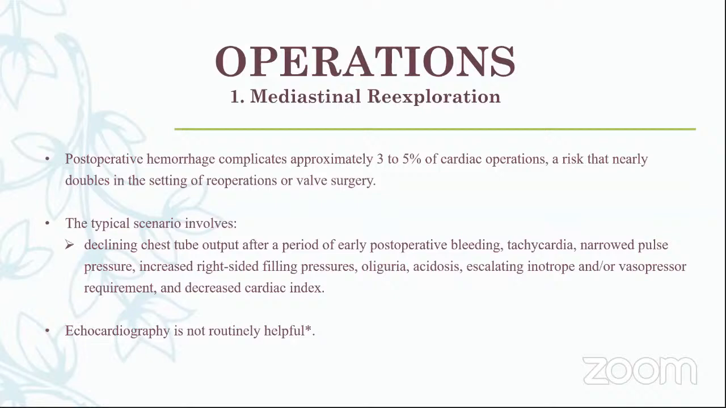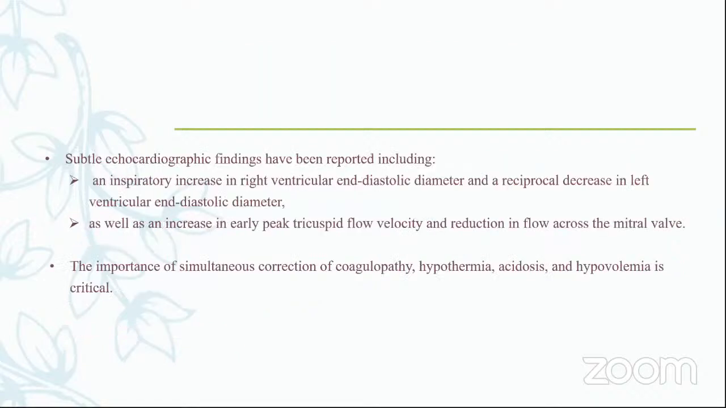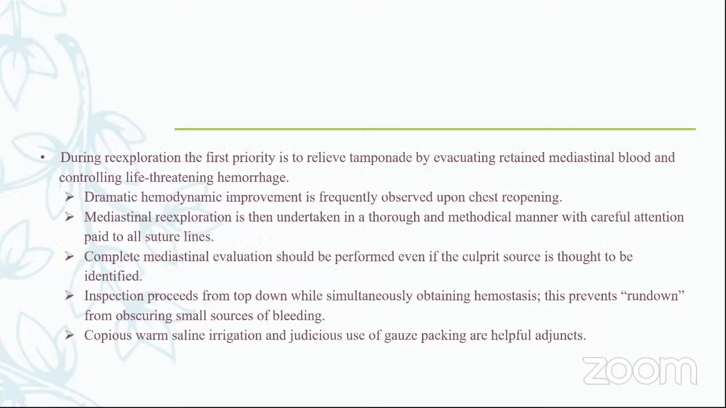The echo here is not routinely helpful because of the poor window immediately post-op. But there are sometimes subtle echo findings, like an inspiratory increase in the right ventricular end-diastolic diameter and reciprocal decrease in the left side, as well as increase in the early peak tricuspid flow velocity and reduction across the mitral valve in inspiration. If there is a coagulopathy, it is important to correct the coagulopathy, the hypothermia, the acidosis, and the hypovolemia. During the exploration, the first priority is to relieve the tamponade by evacuating retained mediastinal blood and controlling the life-threatening hemorrhage.